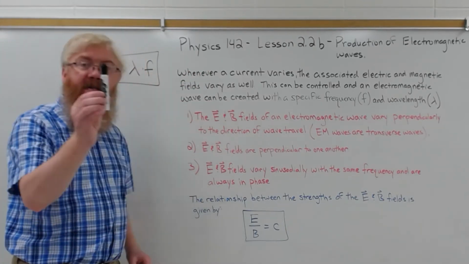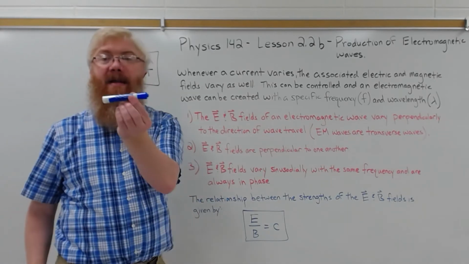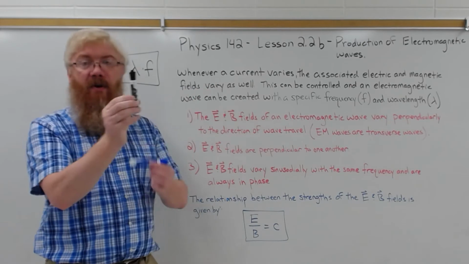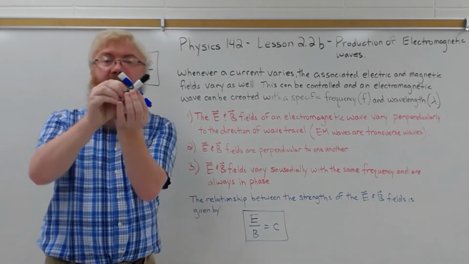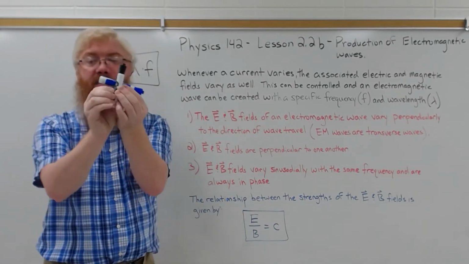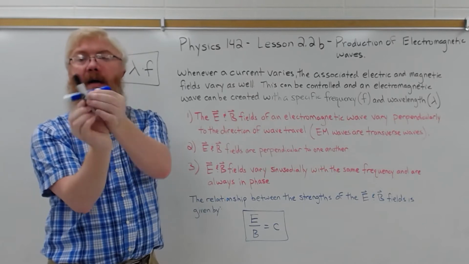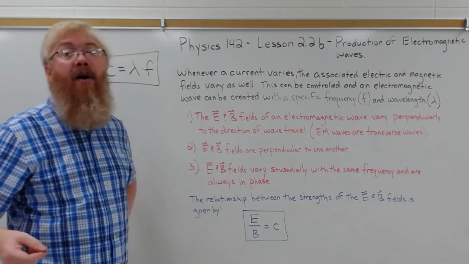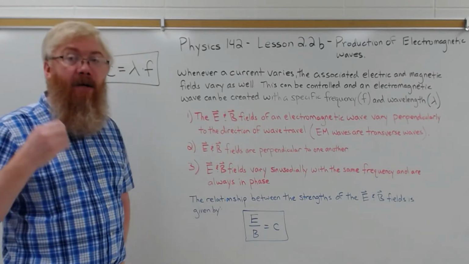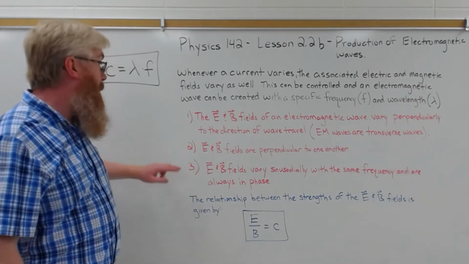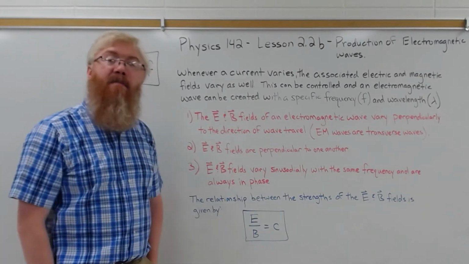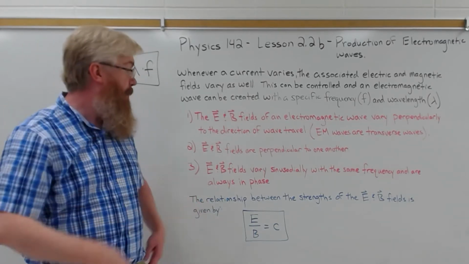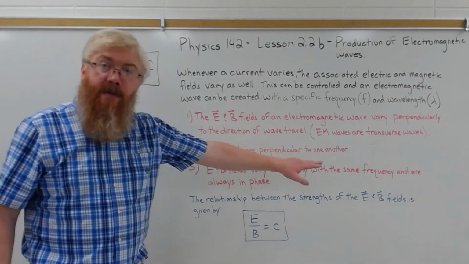So let's imagine this is the direction of the electric field. Here's our magnetic field in blue. So if the electric field is vertical, the magnetic field has to be 90 degrees. But if the electric field changes, the magnetic field is still perpendicular and can also change. But they have to be perpendicular to one another, and both have to be perpendicular to the direction of travel. Additionally, the electric field and magnetic fields vary sinusoidally. Again, they vary like a sine wave with the same frequency.